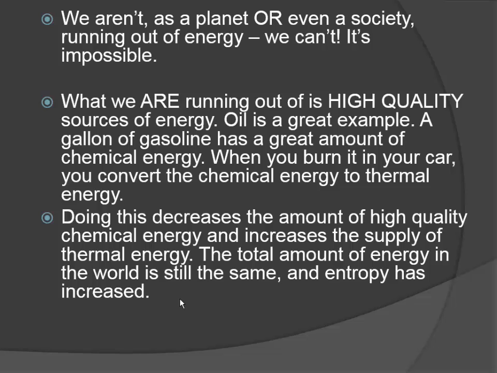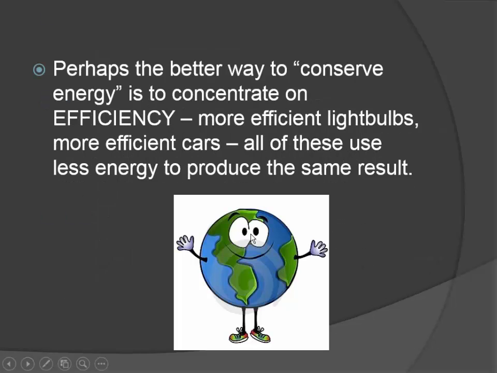Your car is a really good example. As your car burns gasoline, it's changing its energy from chemical into thermal. And that thermal energy that gets dissipated is useless to us. We can't use it to power anything or use it to do any work. So these constant energy transfers are decreasing the supply of high quality energy to us. It's increasing our entropy. So a better way to think about it is to conserve energy and concentrate more on making things more efficient. So more efficient light bulbs, more efficient cars. All of these things use less energy and they produce the same result.